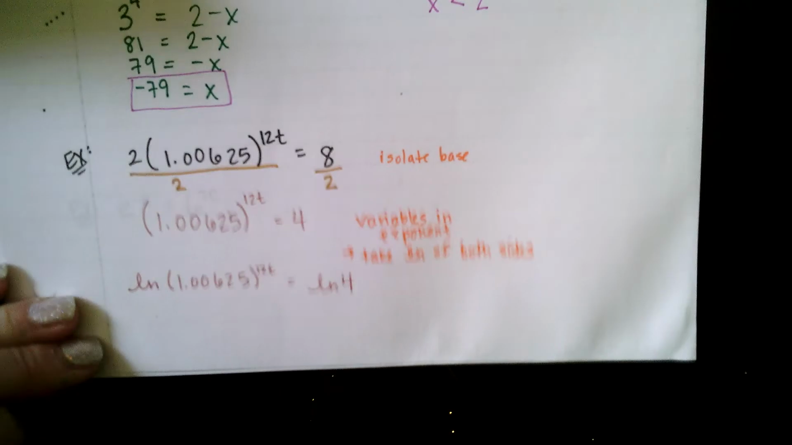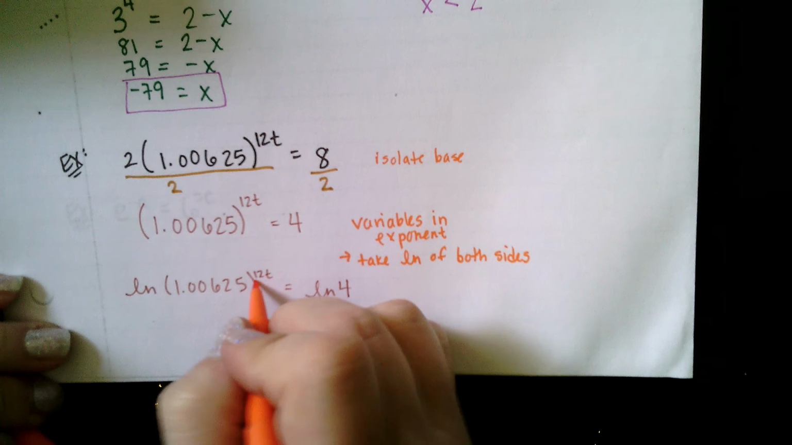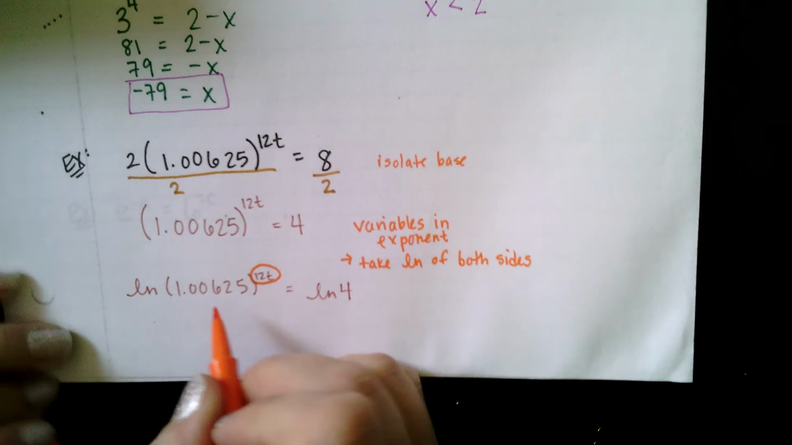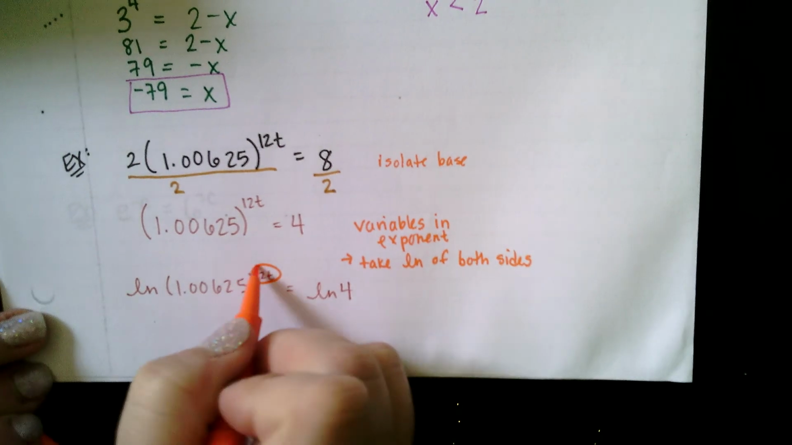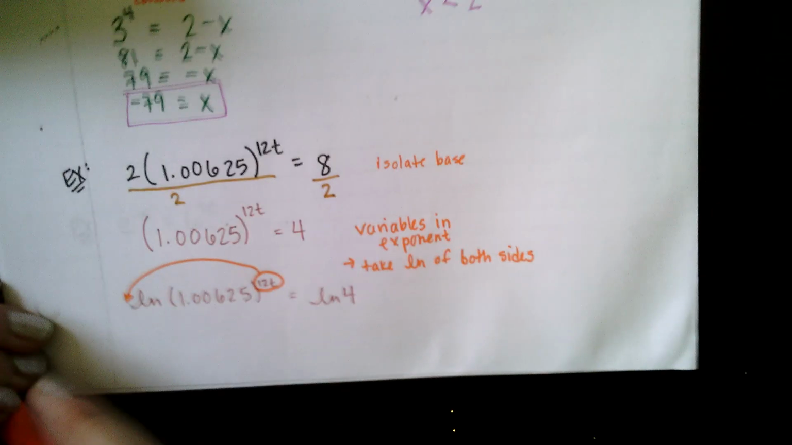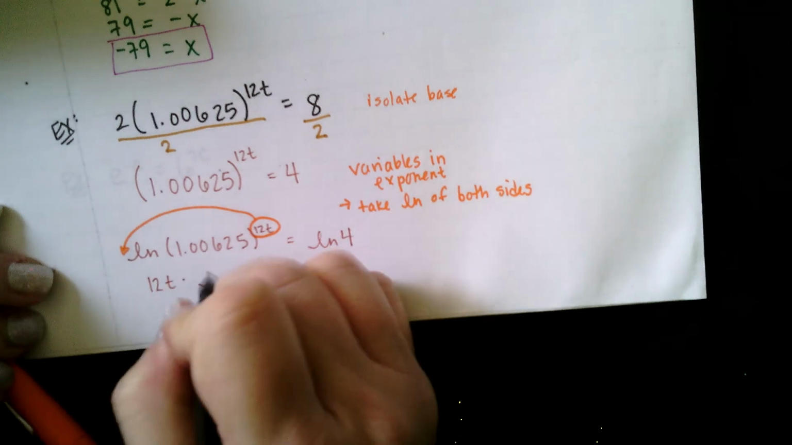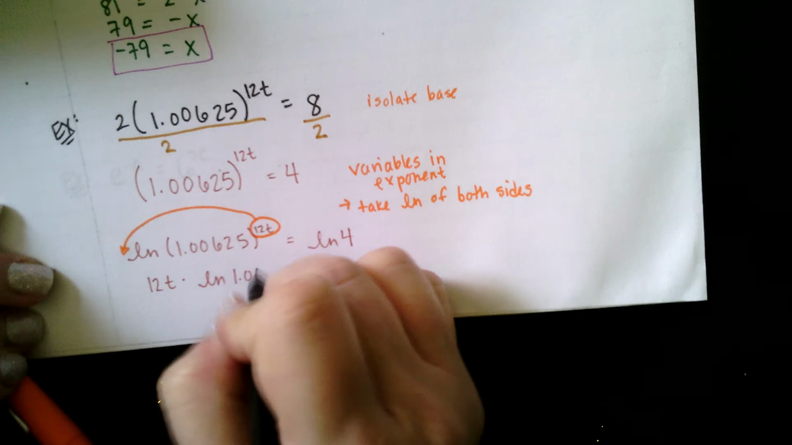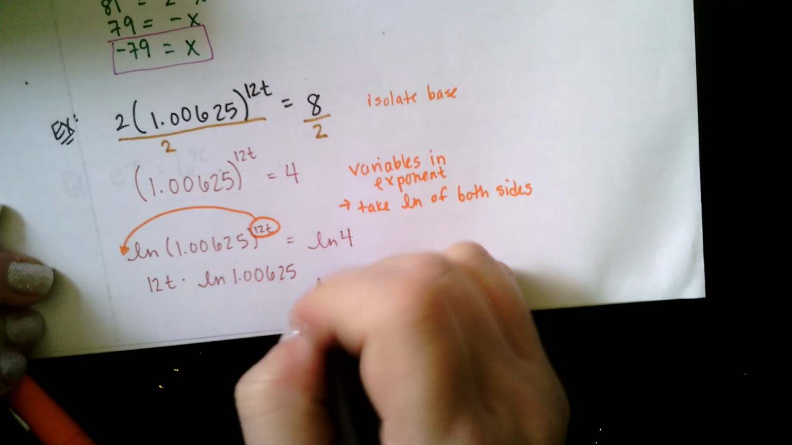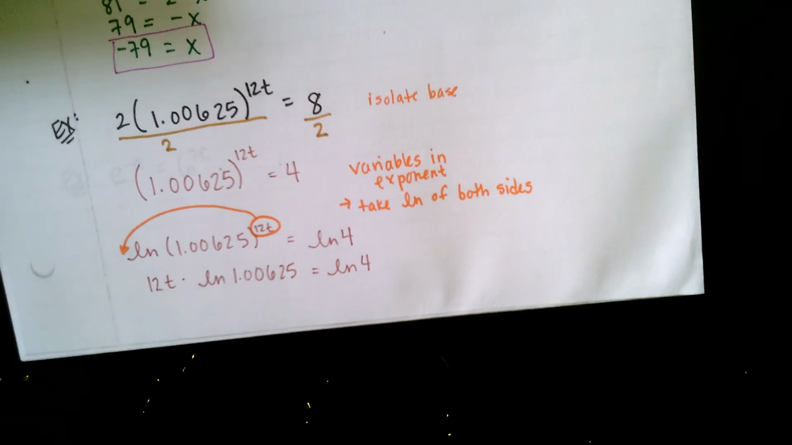Now the whole reason we take the natural log of both sides is because I need to get this variable out of the exponent. And once it's in a log, I can bring that to the front of the equation, or the front of the logarithm. So now I have 12t times natural log of 1.00625 equals the natural log of 4.